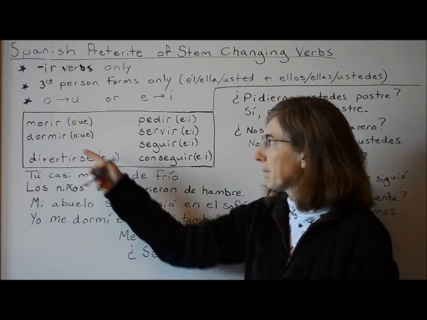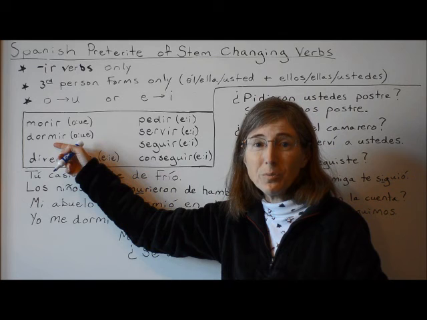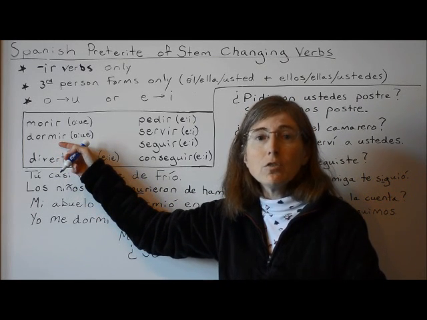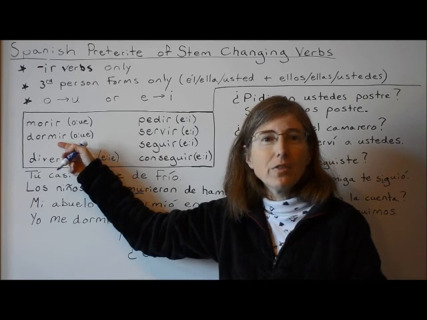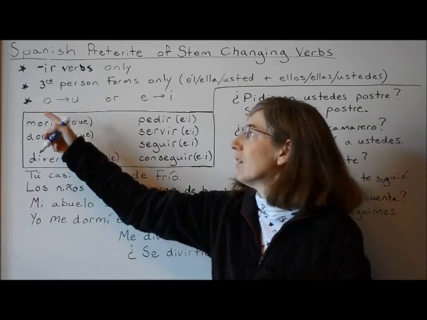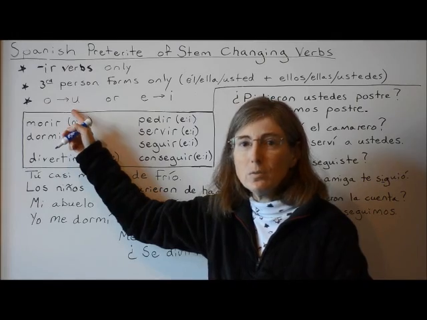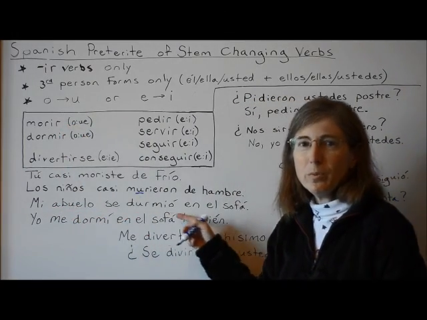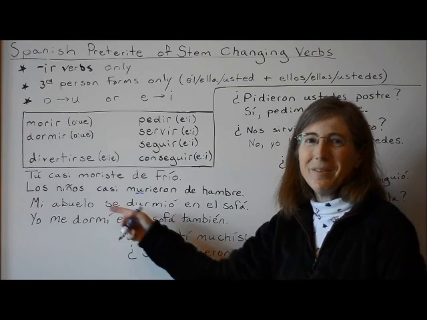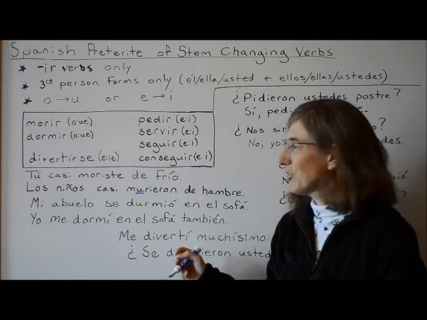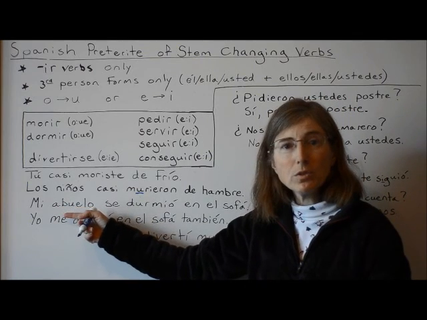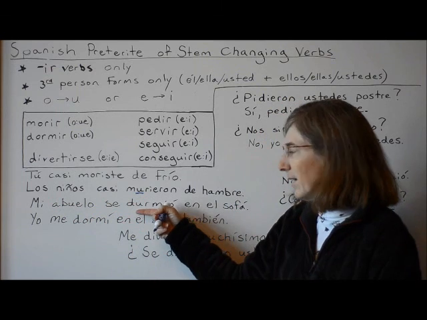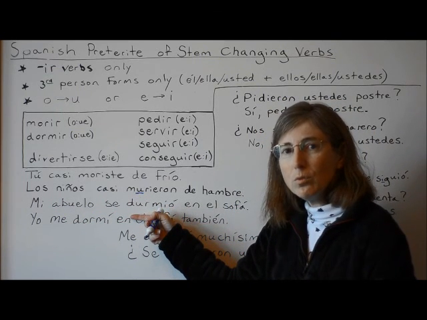Let's look at dormir. Dormir is an IR verb. In the present tense, it's an O to UE stem changer. So in the preterite tense, the third person forms, the O is going to change to U. Mi abuelo se durmió en el sofá. My grandfather fell asleep on the couch. Now this is third person because the subject mi abuelo is third person. The O changed to U, durmió.